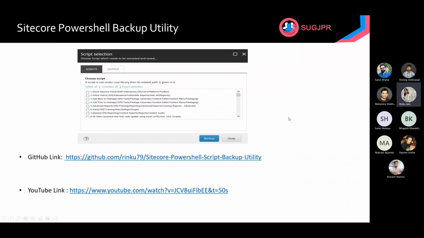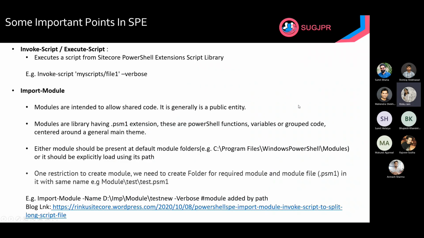Okay, now come to the next topic, which is related to some important points in SPE. We'll start with Invoke-Script. It has an alias, which is Execute-Script, so both have the same purpose. What it does is it executes a PowerShell script. So let's say we want to execute one script inside another script. We can use that.